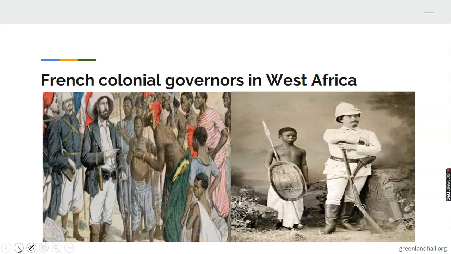Look at the French colonial governors in West Africa. Look at the policy of assimilation. Look at this soldier, fully armed, and this is a child from the French colonies, also taught how to arm himself. That's the real picture of a policy of assimilation, trying to make French out of the Africans just to be like them.